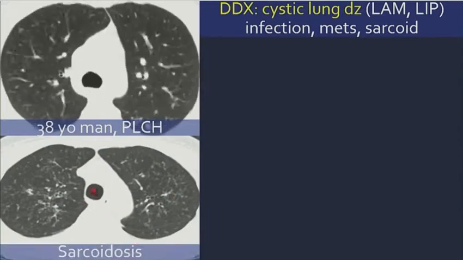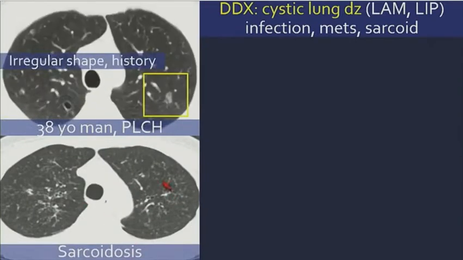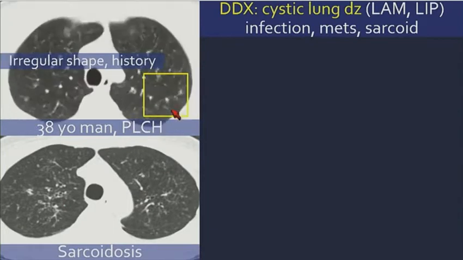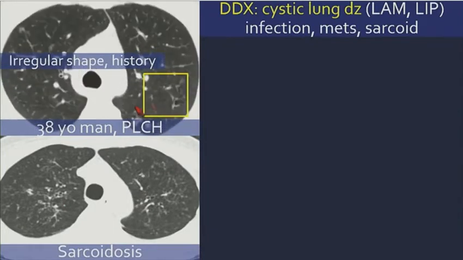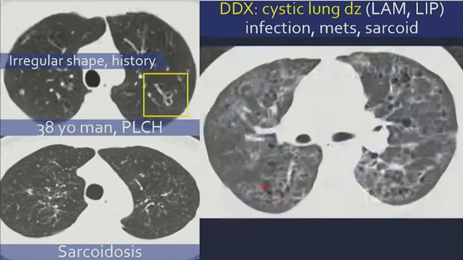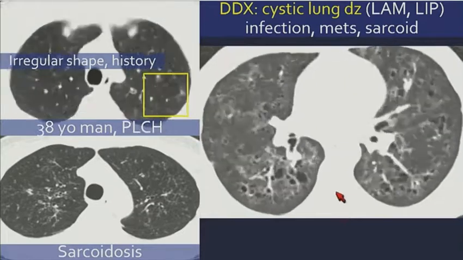So the differential, here's another case of Langerhans cell histiocytosis, includes upper lobe diseases like sarcoidosis. Note that there are no cysts here, and it's a perilymphatic distribution. Note the irregular shape of many of these nodules, and the history of smoking should really tip you off to this diagnosis. However, there can be pitfalls.